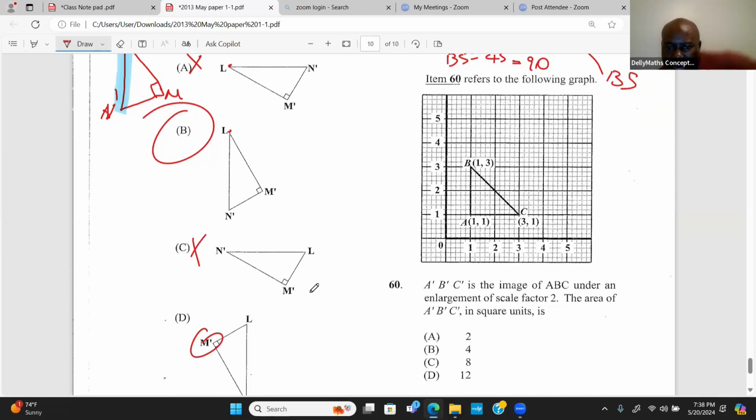Last one looks like it's an enlargement. All right, so it says A prime, B prime, C prime is the image of ABC under an enlargement of scale factor 2. All right, the area of A prime, B prime, C prime is what? Let's go again. So this is the image here of the real thing. Enlargement of scale factor 2.